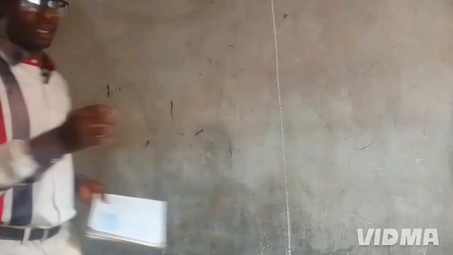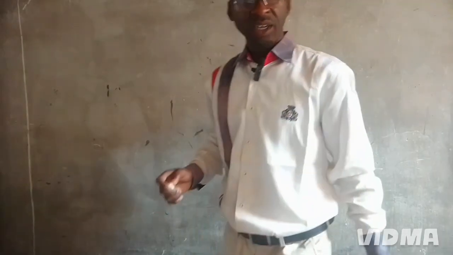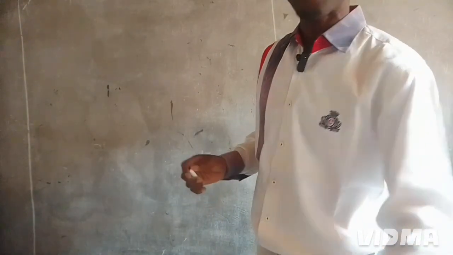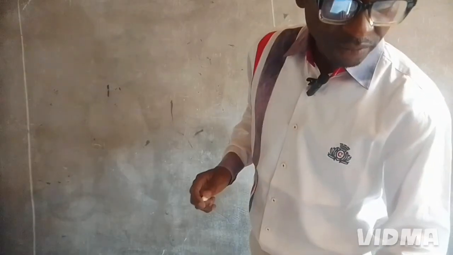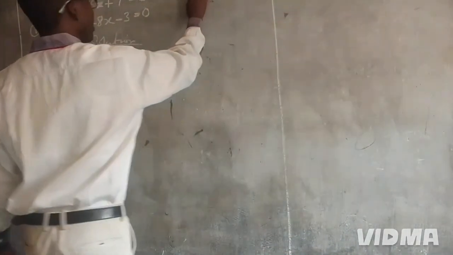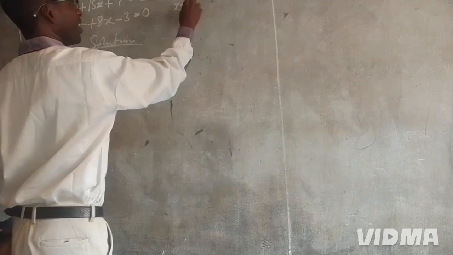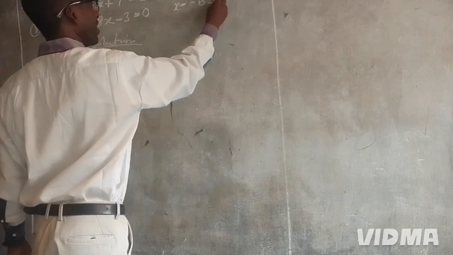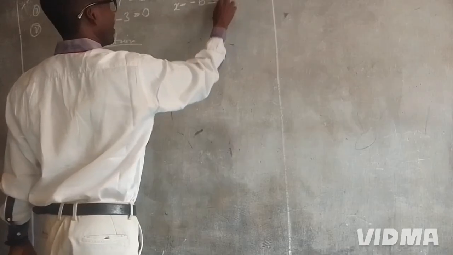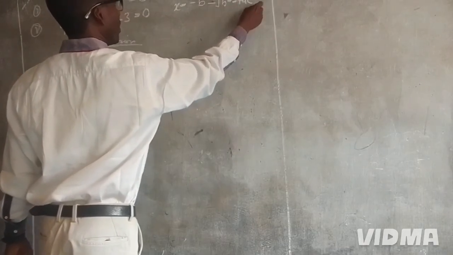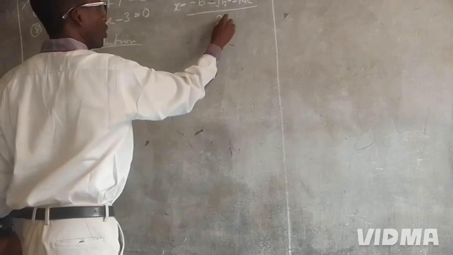Yes, once again, we are continuing from our previous class, algebraic expressions. Today we'll be dealing with quadratic formula, which we have started before. Now tell us the quadratic formula. X equal to minus b plus or minus square root of b square minus 4ac, all over 2a.